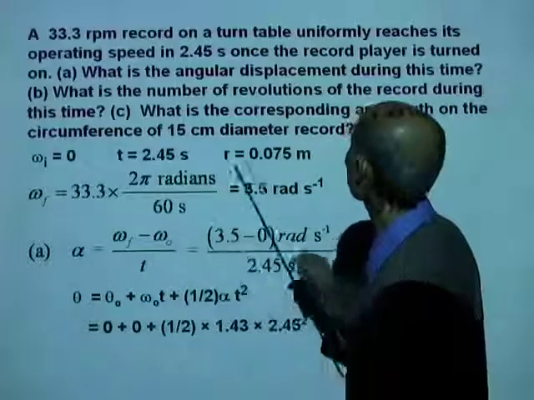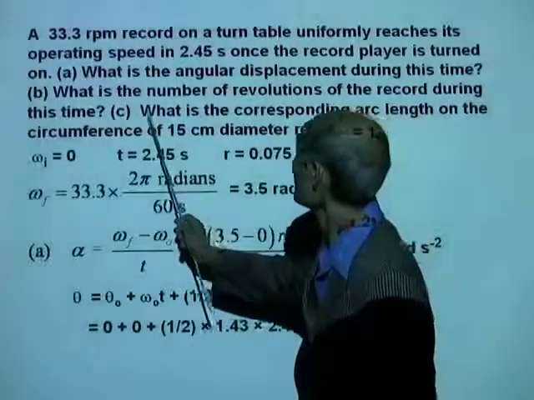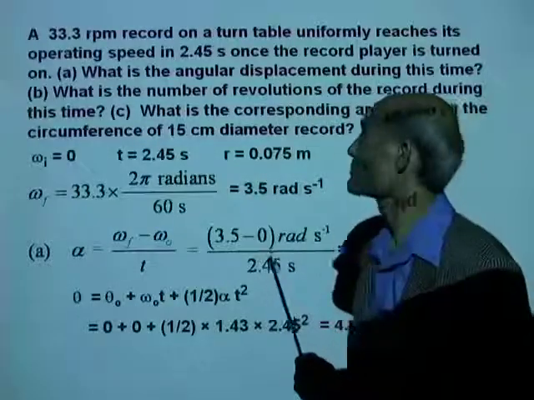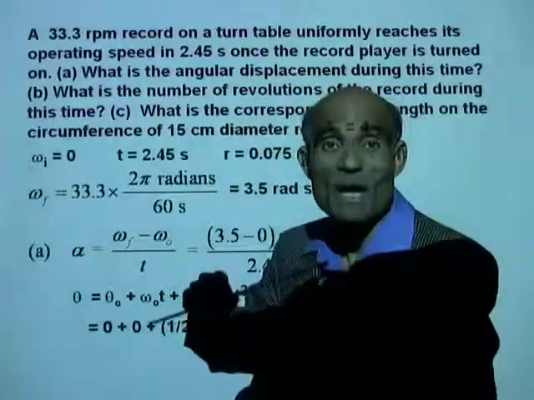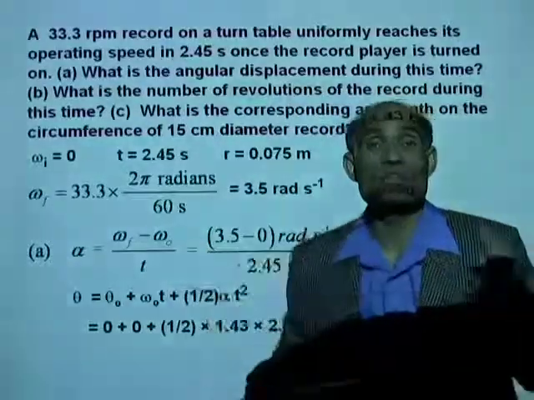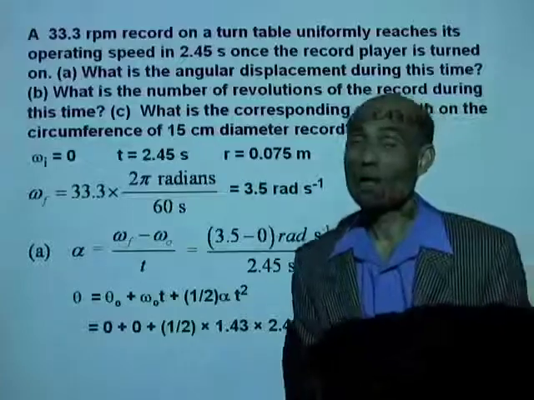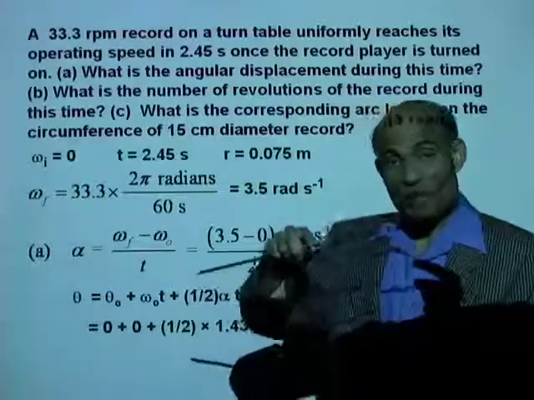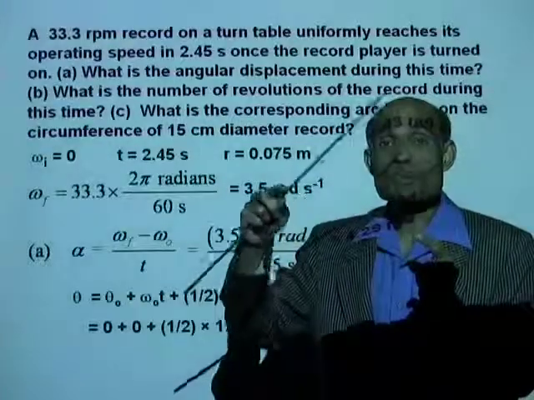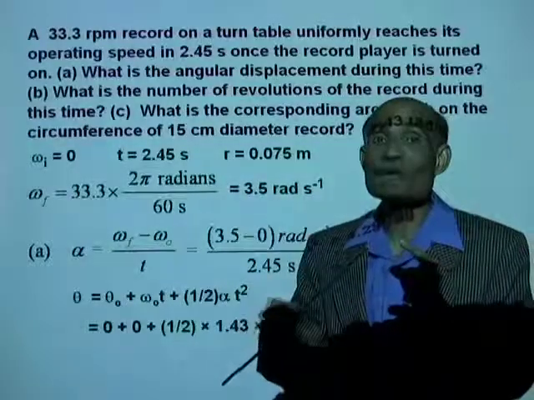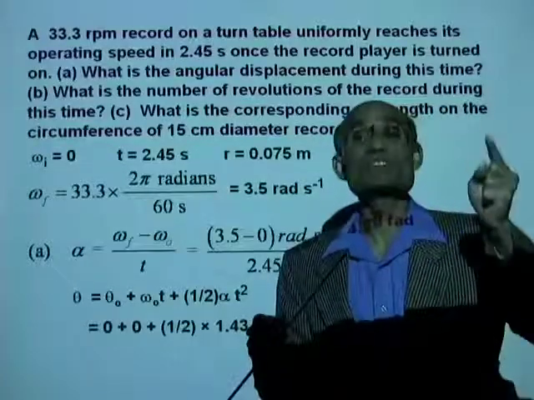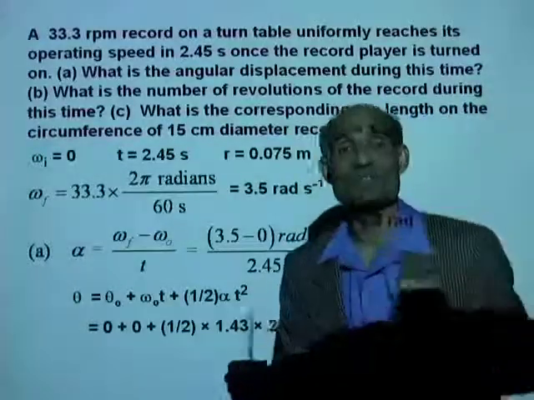What is it that we want next? What is the number of revolutions of the record during this time? How many times did the record go round during this time? Well, you know that if the record goes round once, the angular displacement will be 2 pi radians. That means there are 2 pi radians in one revolution.